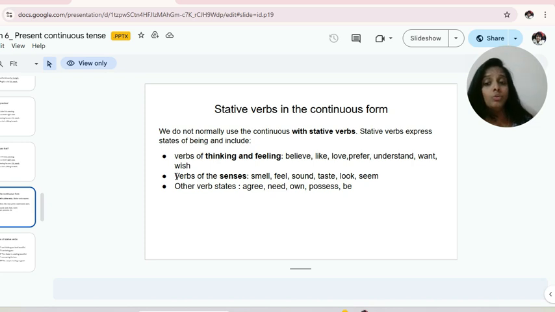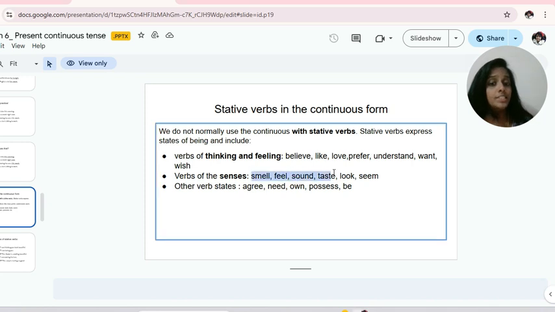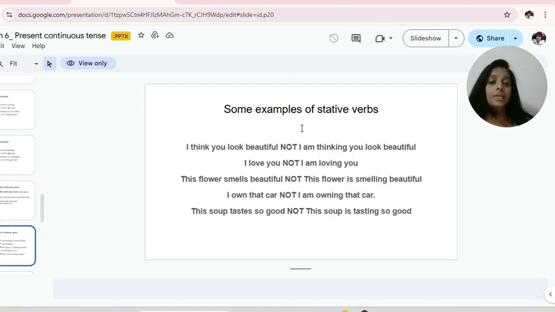And they also represent the senses when it comes to smell, feel, sound, taste, look, seem, all these verbs. And other verbs also, like when it comes to agree, need, own, possess, be. So these are other stative verbs. Let's see some examples of stative verbs.